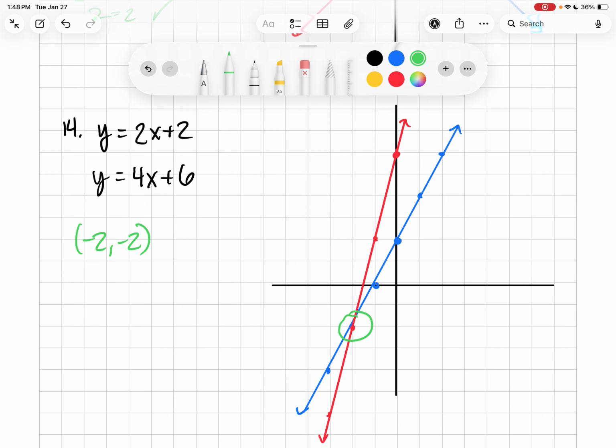You want to check it in the first or the second one? First. So I've got -2 equals 2 times -2 plus 2. It's a lot of 2's. So that'll be -2 equals -4 plus 2. So that'll be -2 equals -2. And that's the solution. Yep. And it works.